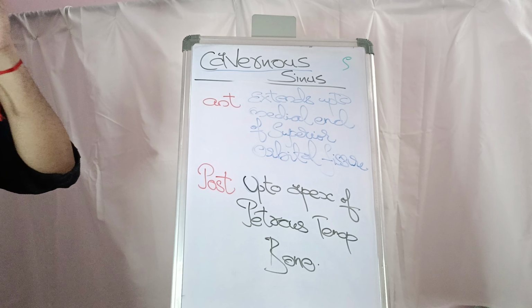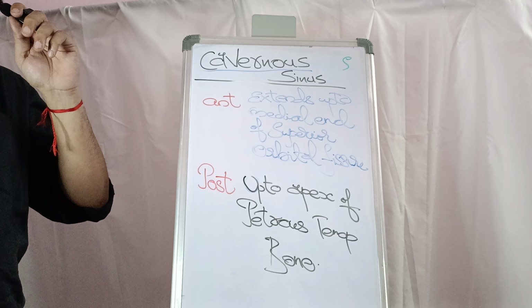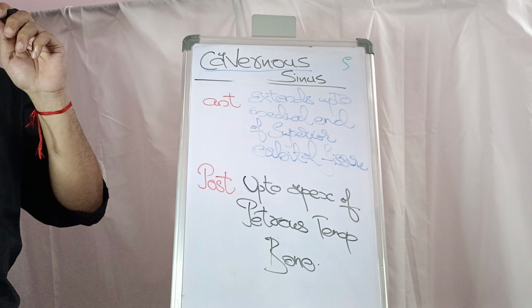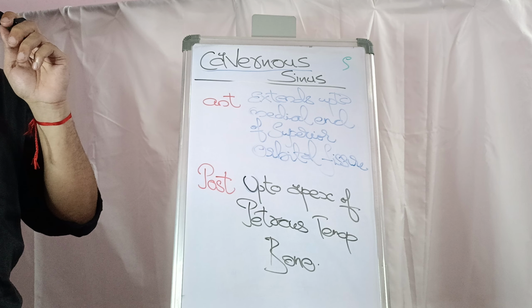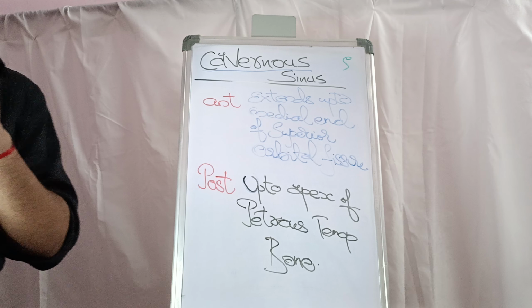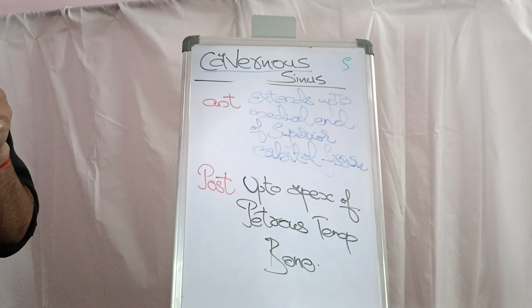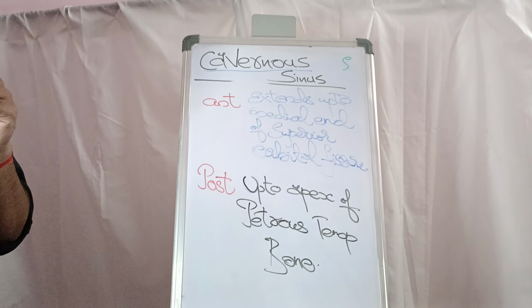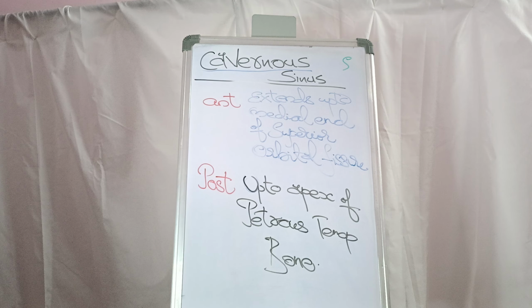See, the cavernous sinus anteriorly extends up to the medial end of the superior orbital fissure and posteriorly up to the apex of the petrous temporal bone. So these are the anterior and posterior extents of the cavernous sinus.